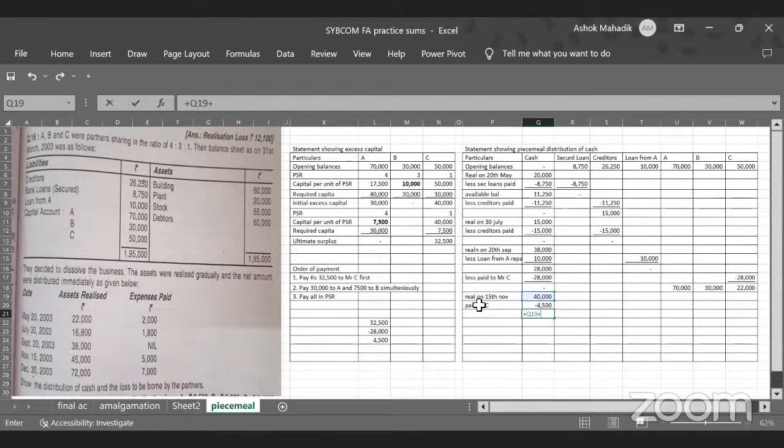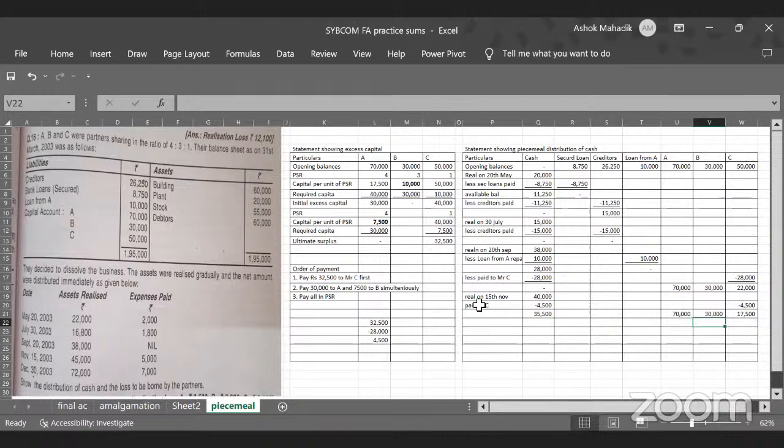Cash balance left with me is 35,500. I'll deduct the amount 4,500 from Mr. C's capital balance. So his balance is now 22,000 minus 4,500, which is 17,500. What about other partners? Nothing paid, so their balance remains the same. Clear?